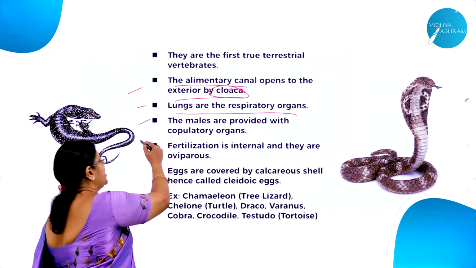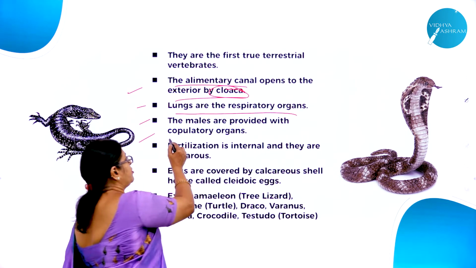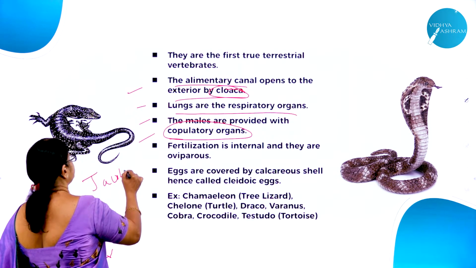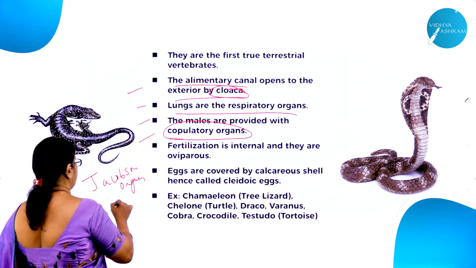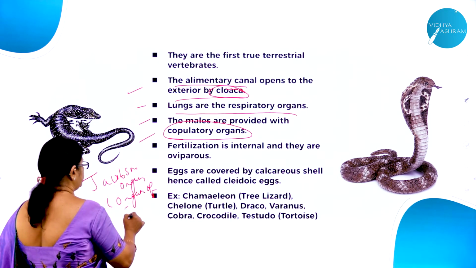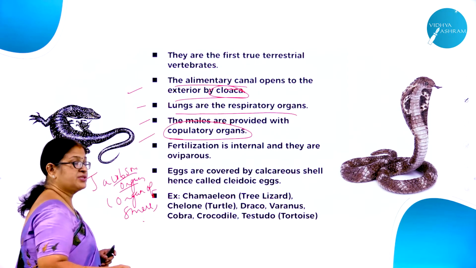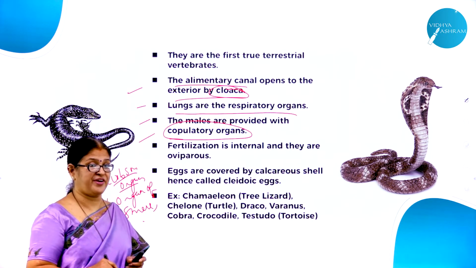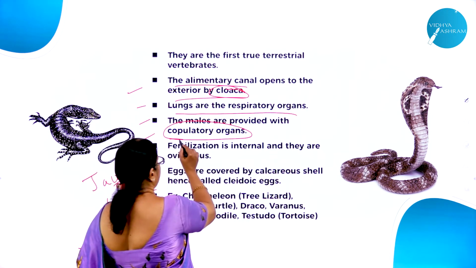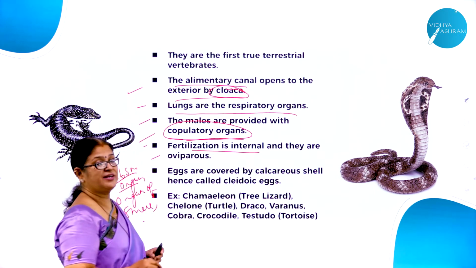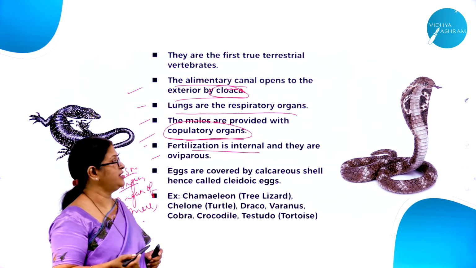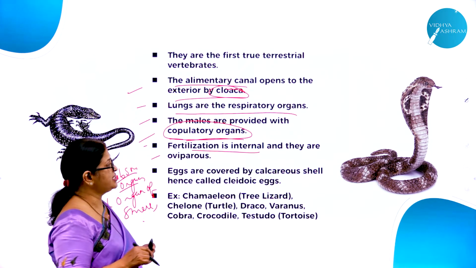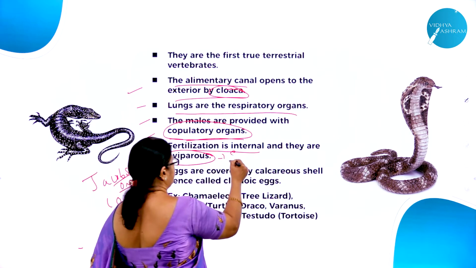And very important, the males in these reptiles are provided with what we call copulatory organs. And also you might have come across Jacobson's organ. The organ of smell is very prominent in these animals. So the snake, as I said, does not have an external ear, but it can feel the vibrations, and with smell it can identify. So the males are provided with copulatory organs, and fertilization is internal, whereas in the frog it was external. Here the fusion of the gametes takes place inside the body, hence the process of fertilization is internal, and they are also oviparous, egg laying.